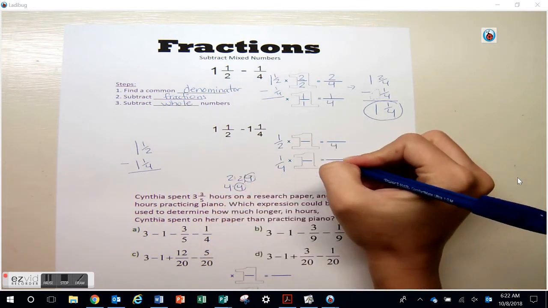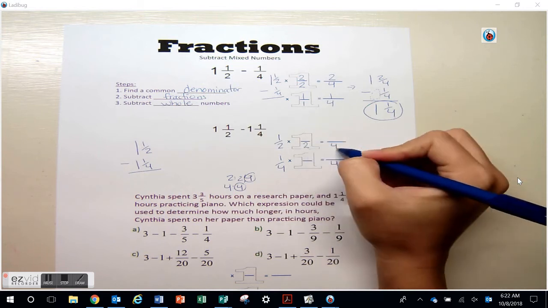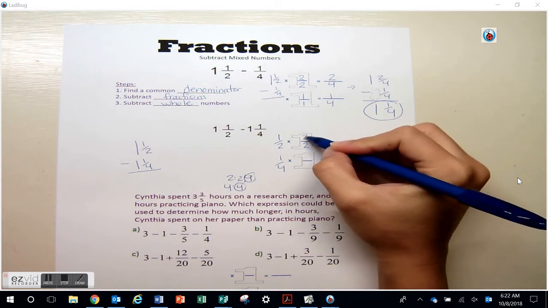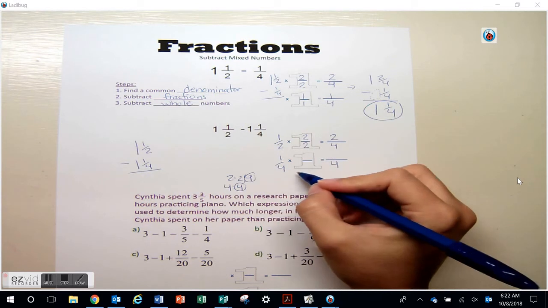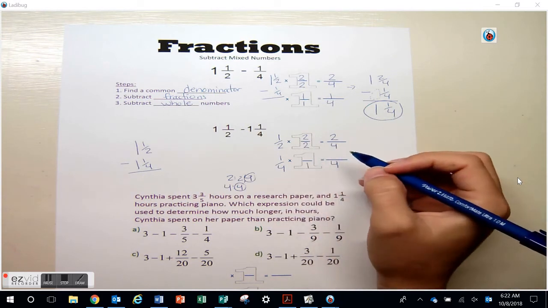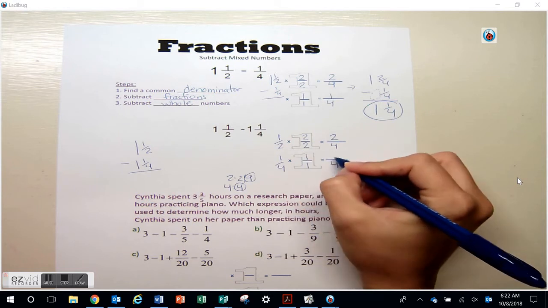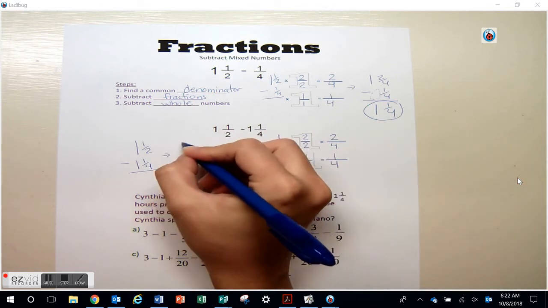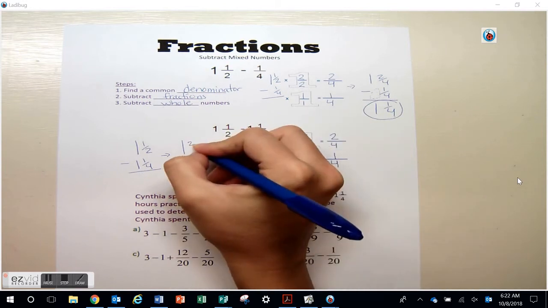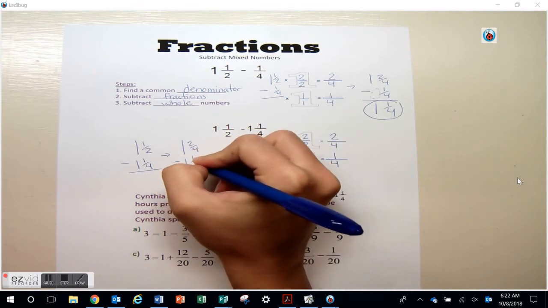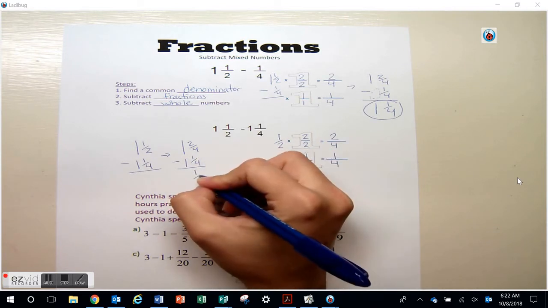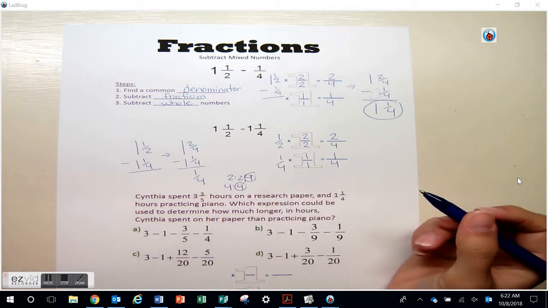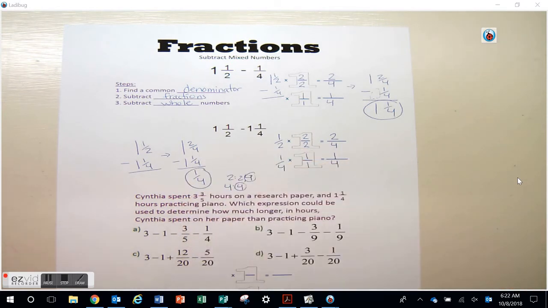Here's my denominator of 4. 2 times 2 is 4. Same numerator, so that this equals 1 whole. We're not changing the value. 1 times 2 is 2. 4 times 1 is 4. 1 times 1 is 1. So if I rewrite my problem, I now have 1 2/4 minus 1 1/4. 2/4 minus 1/4 is 1/4. And 1 minus 1 gives us nothing. So I'm left with 1/4 as my answer.